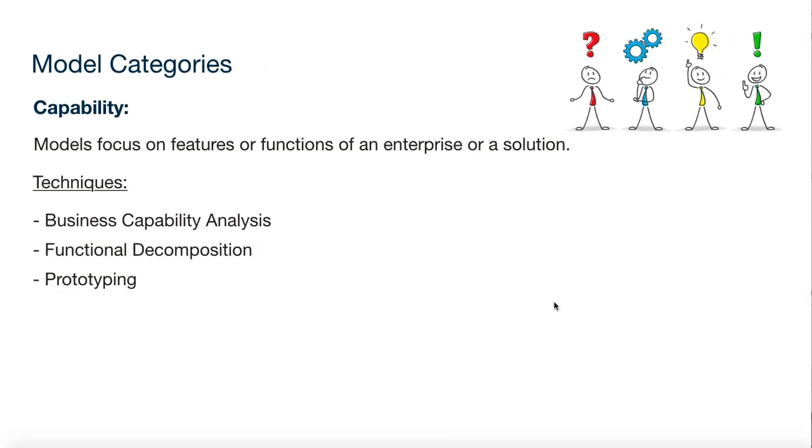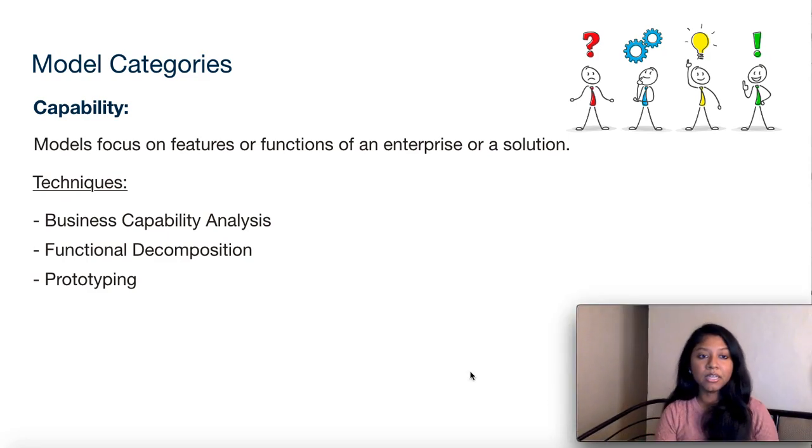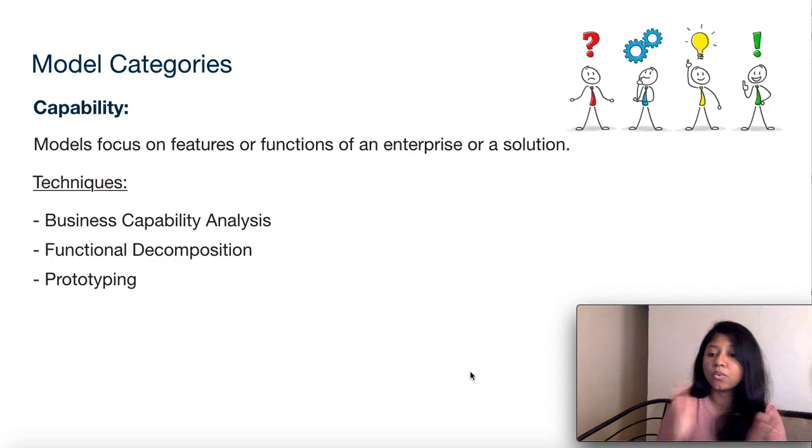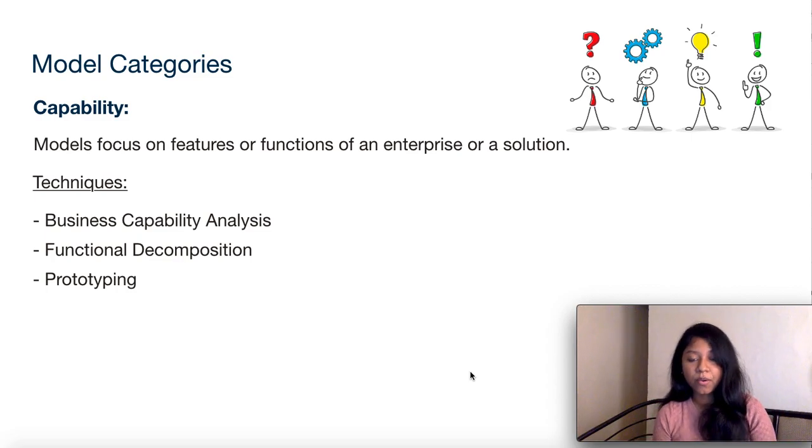And the next one is capability. This is another modeling category which focuses on the features or the functions of an enterprise or solution. Under this modeling category, business capability analysis, functional decomposition, or any prototypes that you would have built, all these techniques would fall under the category of capability, because it's displaying what capabilities either the business or the solution has in it.